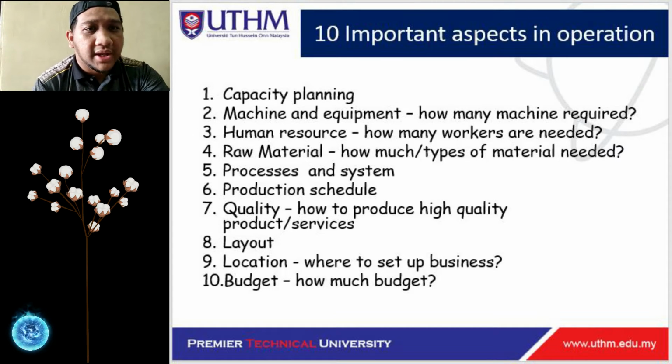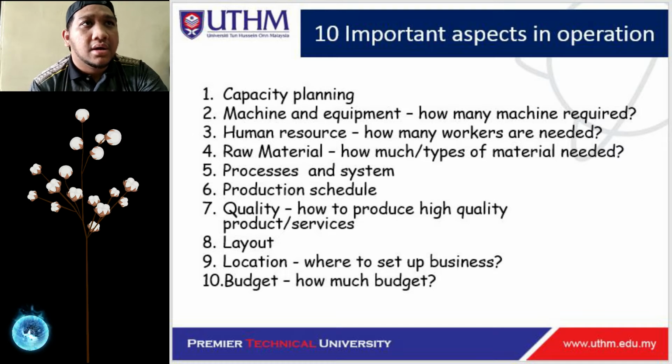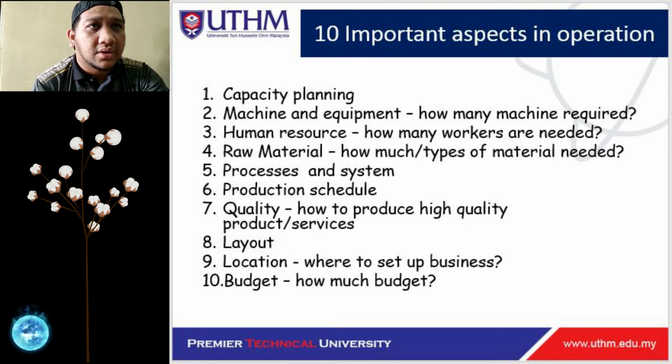First, capacity planning. Second, machine and equipment, how many machines are required. Third, human resources, how many workers are needed. Fourth, raw material, how much or what type of material is needed. Fifth, process and system. Sixth, production schedule. Seventh, quality, how to produce high quality product or service. Eighth, layout. Ninth, location, where to set up the business. Lastly, budget, how much budget.